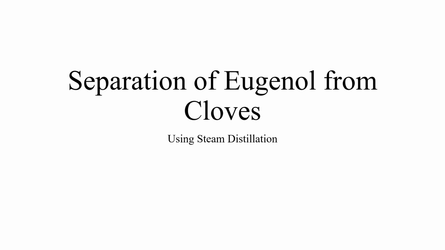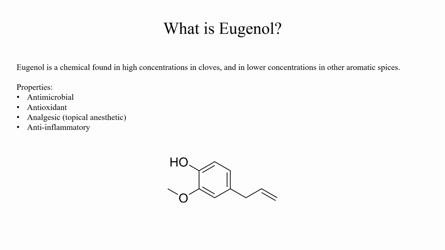The separation of eugenol from cloves by using steam distillation. So before we start getting into what is steam distillation and how you use it to separate eugenol from cloves, and what are all the chemical and physical processes happening in there, let's just start off with some easy concepts.